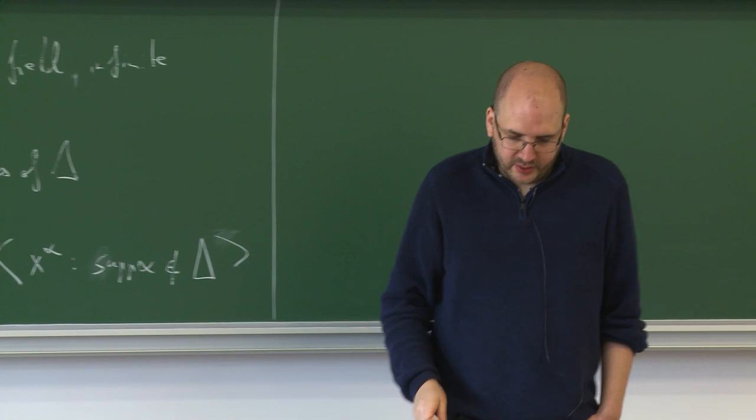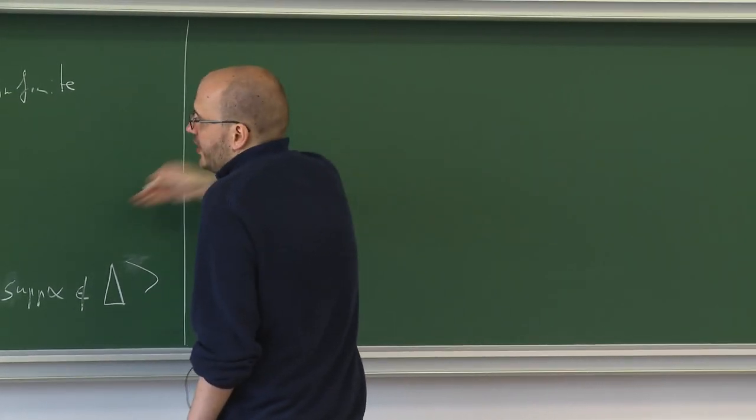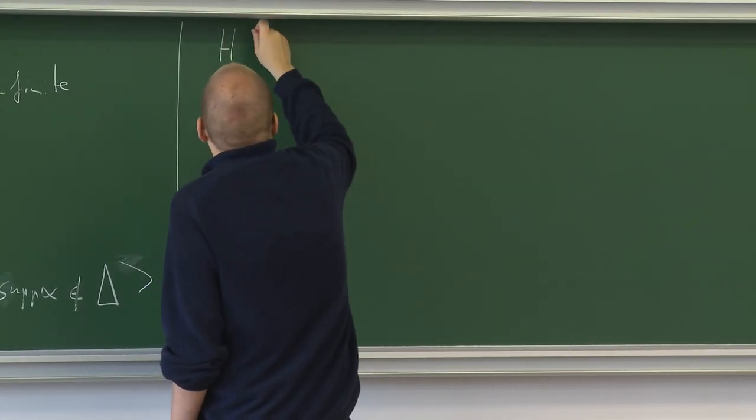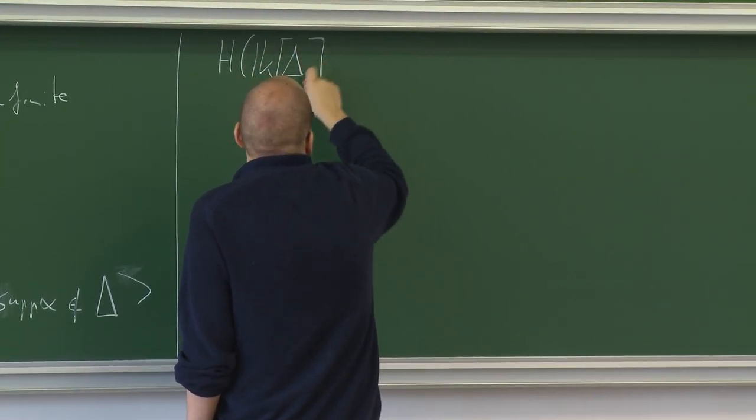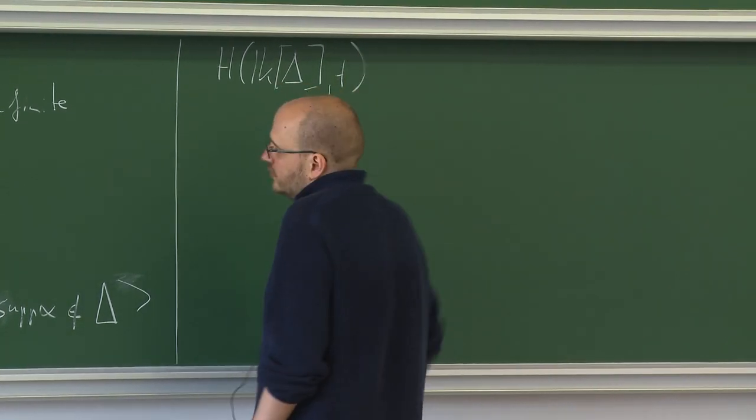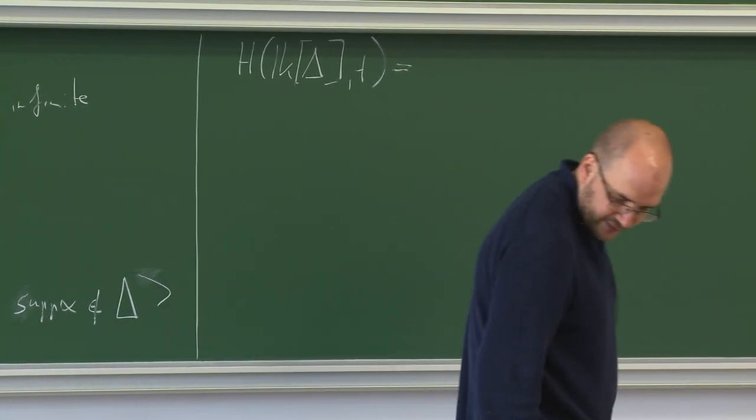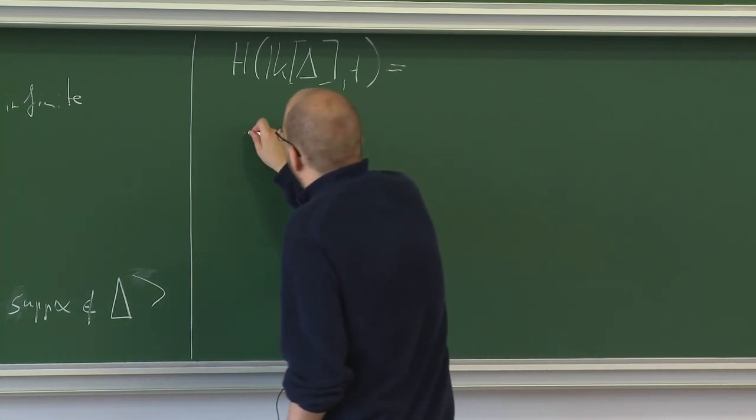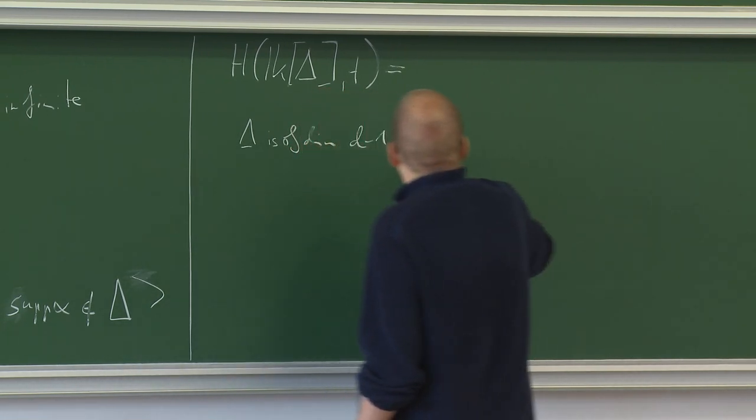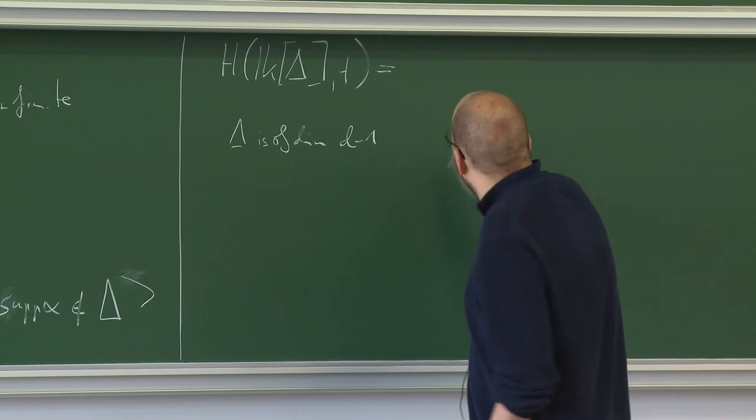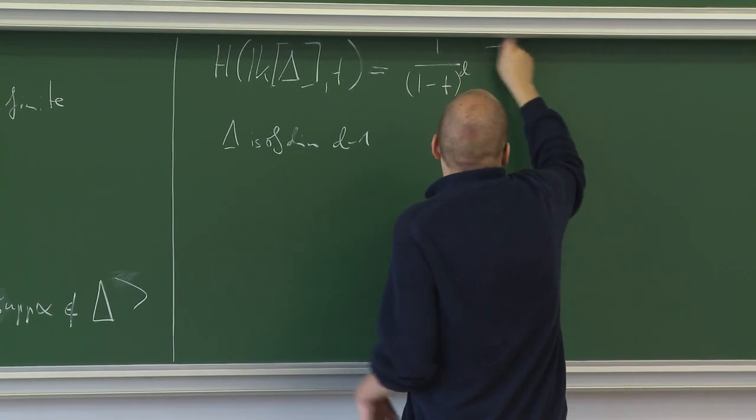And this now encodes the combinatorics quite nicely. So I can write down, for instance, it's a graded object. And I can write down the Hilbert function of this object. And there are several nice ways of writing it. Let me give you the following. So let's assume that delta is of dimension d minus 1. Then I can write this as (1 minus t) to the minus d, and then the following sum.